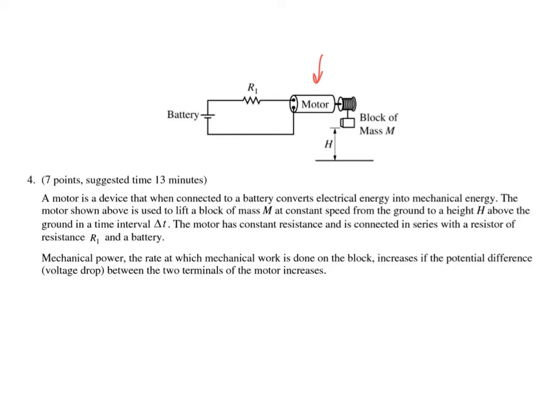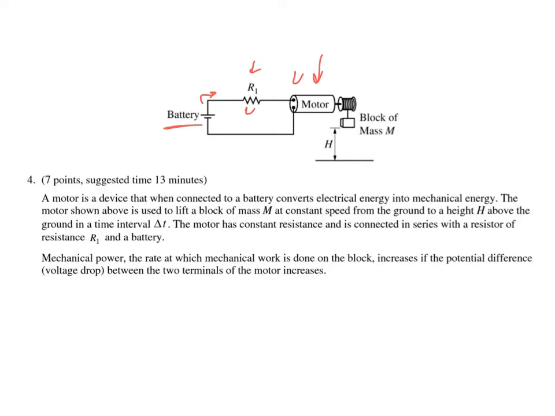So here we have our practice FRQ, and we have a motor device right here. It is a device that, when connected to a battery, converts electrical energy into mechanical energy. So essentially, this battery is hooked up to it. It's providing a current coming out of it. It goes across this resistor R1. So we do know that some of the voltage drop is going to happen there, and the rest of the voltage drop is going to happen at the motor.